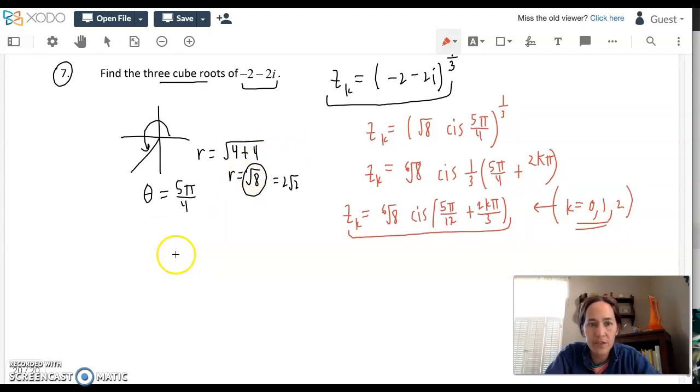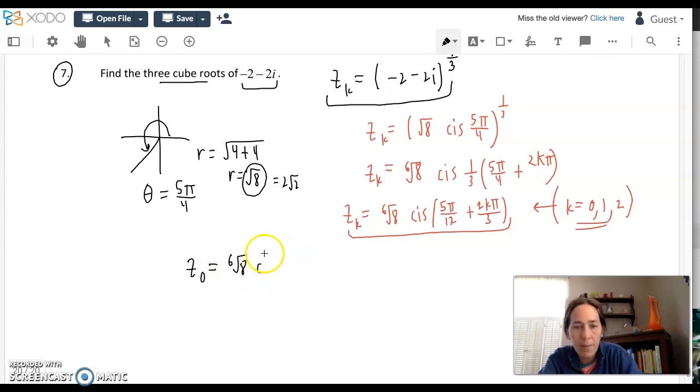I'll put this underneath. Let's find z sub 0 first, and we'll do it in polar form and, for practice, rectangular. So z sub 0 is the 6th root of 8 times cosine plus i sine. I'm actually going to write this out the long way: cosine of 5 pi over 12 plus i times the sine of that same angle.